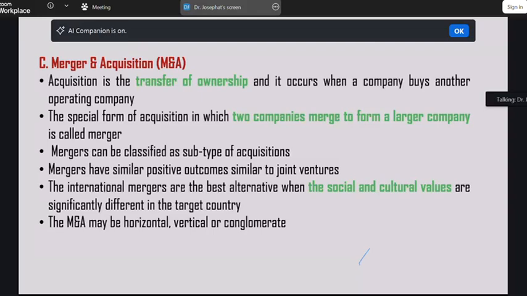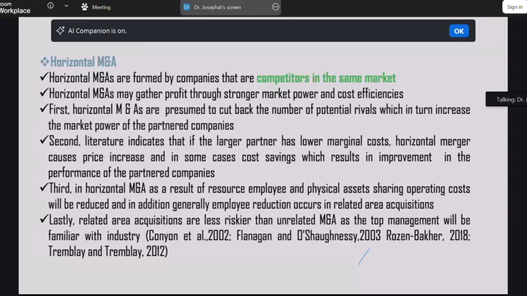The international mergers are the best alternatives where social and cultural values are significantly different in the target countries. Kwamba anajaribu kumerge na kampuni nyingine katika foreign countries na yeye kwa sababu ya difference ya social and cultural aspect. The merger acquisitions may be horizontal, vertical or conglomerate. Horizontal merger acquisitions are formed by companies that are competitors in the same market. Wote katika level sawa, wana compete in the same marketplace, wana compete on the same customers and whatever.